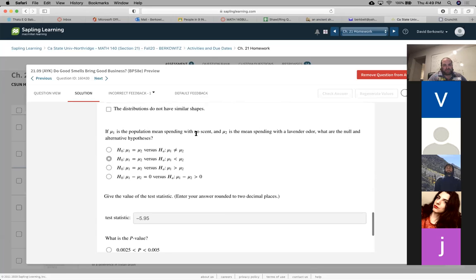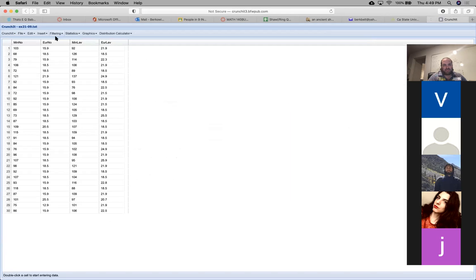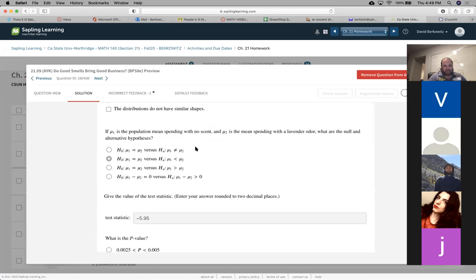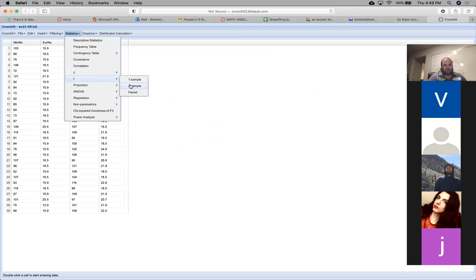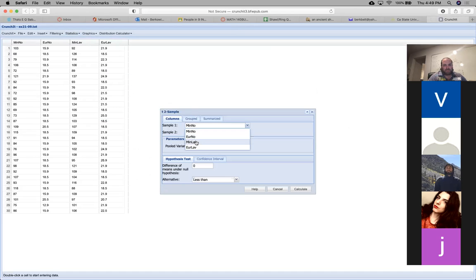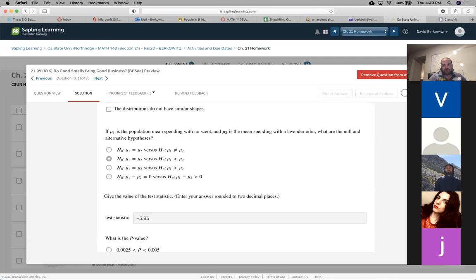So this is the scent and no scent. What are we checking? We're checking against spending. Okay, so statistics, T 2 sample: euro no scent, euro lavender, right? And what do we think? We think people spend more with lavender, right? That the first is less than the second. Correct.